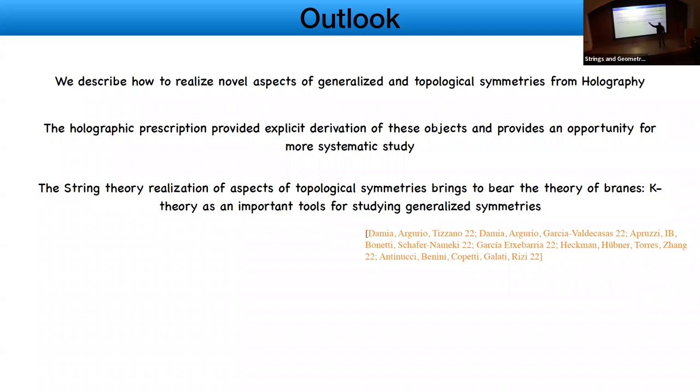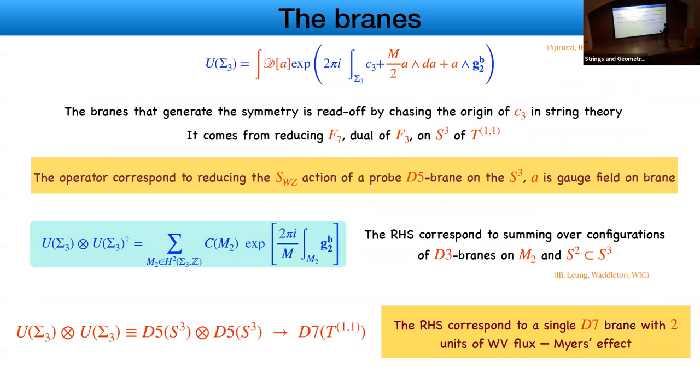I was curious about the bound on M. Good. So in the field theory analysis, there's a bound on M. But when we do the analysis in the bulk, there isn't any restriction on M that I'm aware of. I don't know.